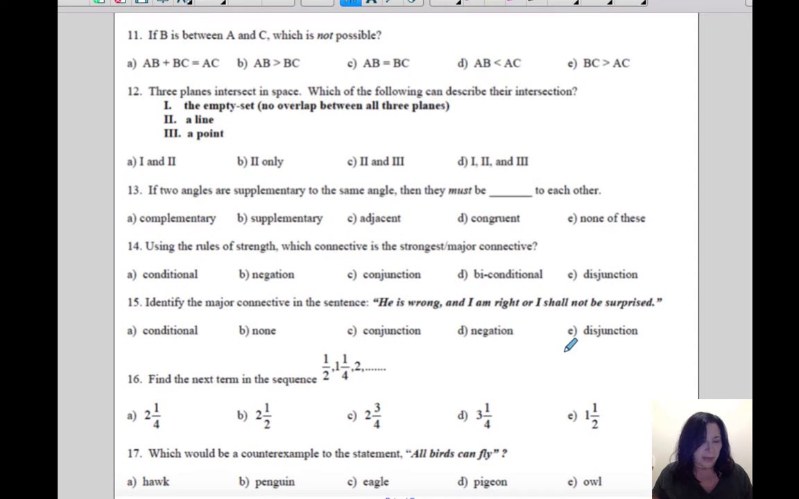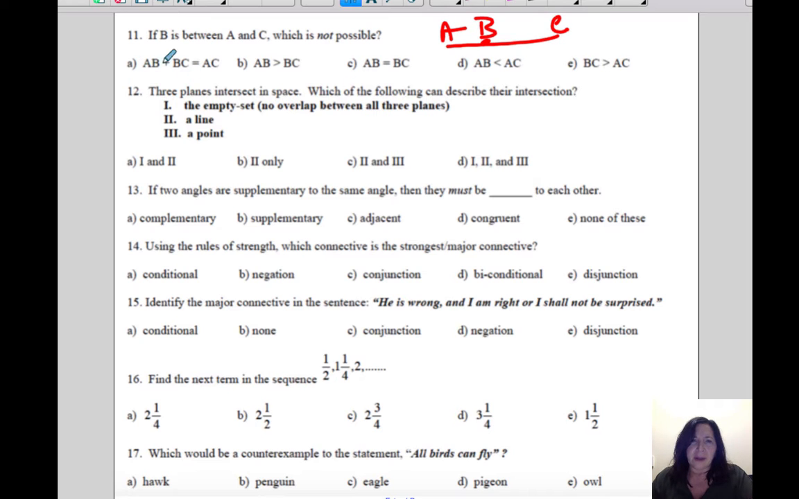So number 11 says if B is between A and C. So B is between. So we've got, here's A, here's C. B is somewhere in the middle. We don't know where it is. It could be in the middle to the left, it could be in the middle, it could be to the right. Which one's not possible?